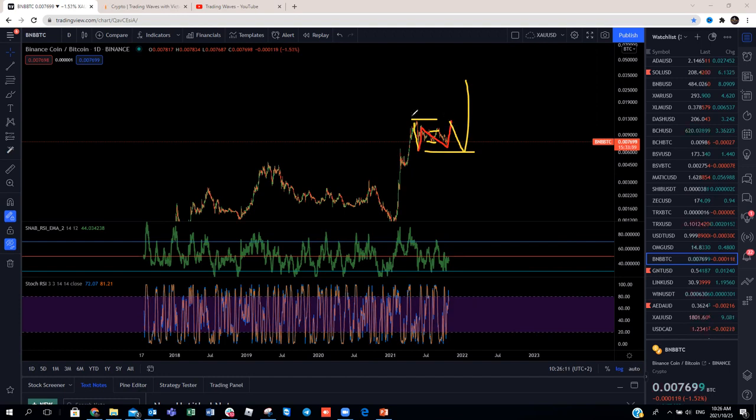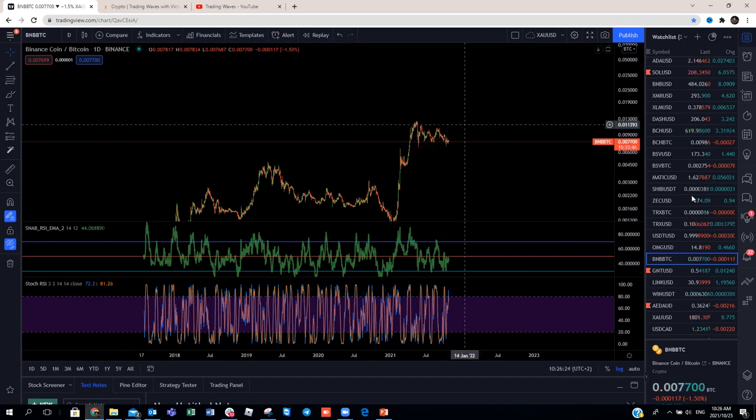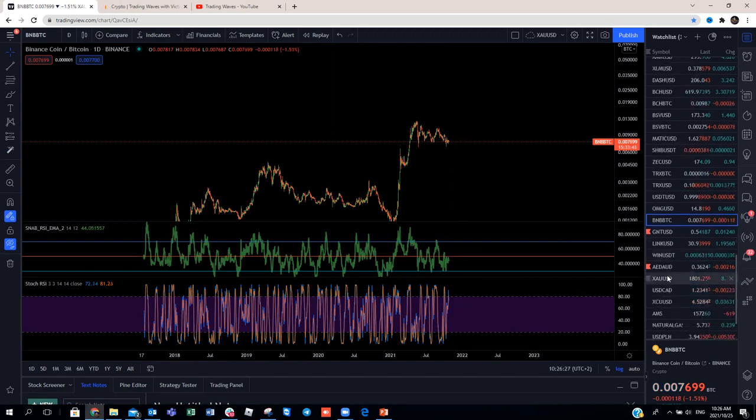Especially if we can complete this structure when we get to this level, we're going to compare what Bitcoin and Binance are doing against the US dollar. We're going to compare both of them against the US dollar and see which one is the best to trade or to invest more in going forward. And that's all for today, guys.